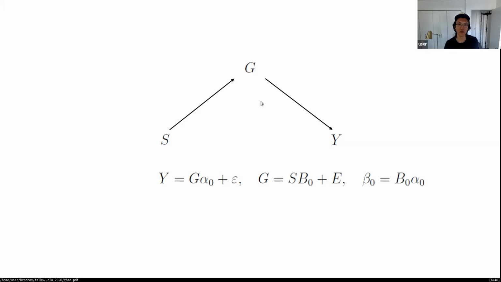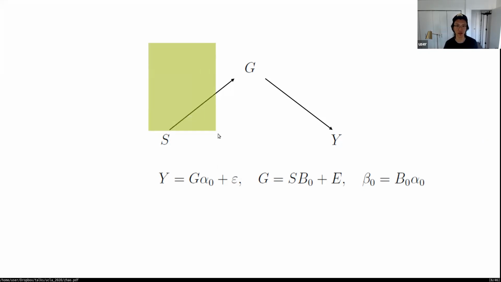Yeah, I think I agree with what you said. They impute G hat, and then their interest is G hat on Y. And again, my interest is Y on S overall. However, I think this imputation idea can also be carried over here. It's just that the data structure is a little different.